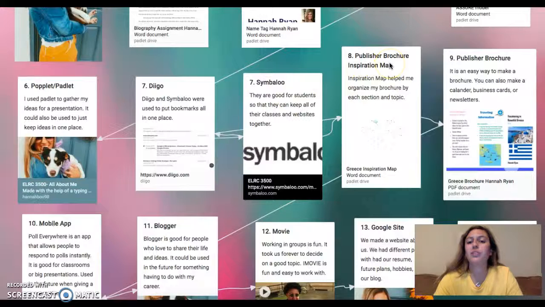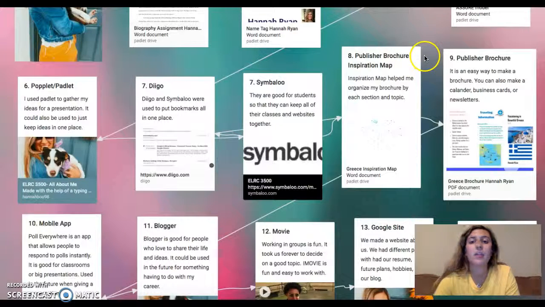Next, we used Inspiration Map to put everything together for a brochure that we were making. Inspiration Map was very helpful because it helped me organize everything I wanted for my brochure into sections and topics, and I was able to put things that I wanted to say on my inspiration map so that when I would go to make my brochure, everything was already there and I just had to copy and paste it.